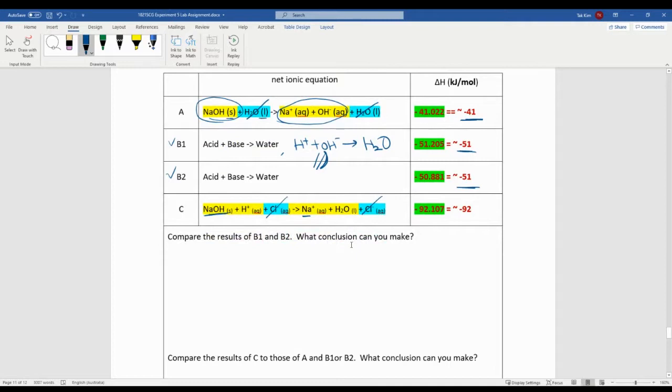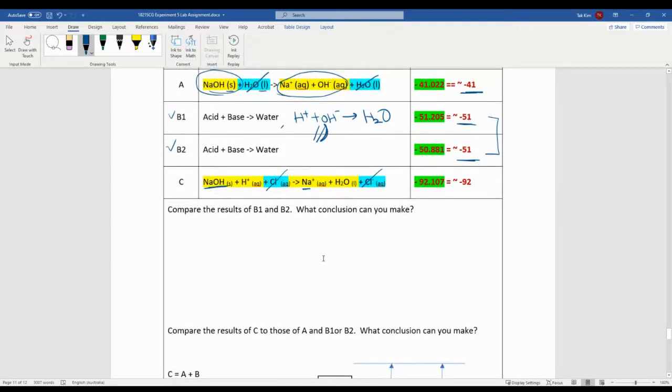All right, so you need to compare the results of B1 and B2. What conclusion can you make? So when you look at the results of B1 and B2, although you use different types of acid and base, what happened within the reactions are the same, right? It's a simple acid-base reaction making water. Because of that, your changes in enthalpy are the same, right? Based on the number over here and based on what you see in your net ion equation, that's the only conclusion you can make, and which is obviously correct.